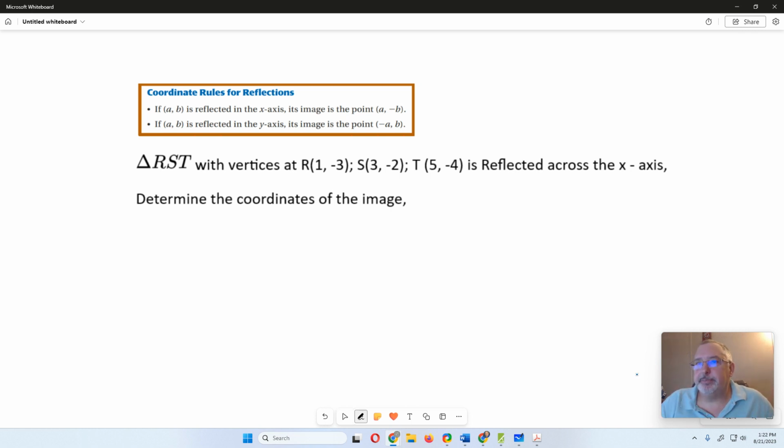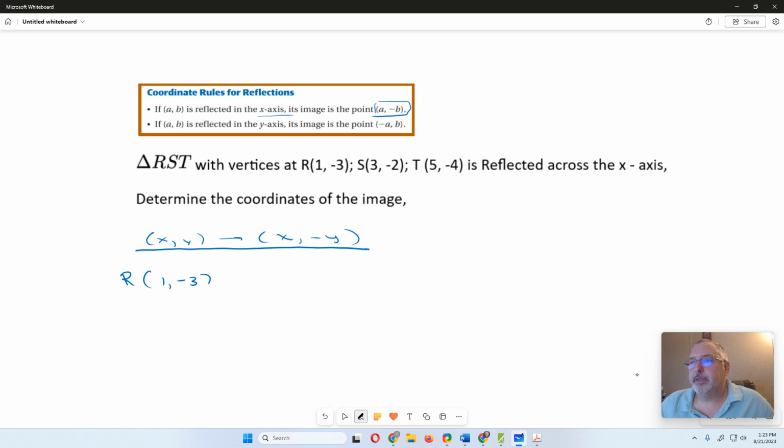So what we're going to do is set up a little table and apply the rule. Right here we have our rules, listed in the lesson. It says if it's reflected over the x-axis, this is our rule. So the reflection of (x, y) will be (x, -y). That's going to be our rule. Then we're going to take each point. R starts off at (1, -3). We apply this rule, so it becomes 1 and then the opposite of -3, giving us a new coordinate at (1, 3).